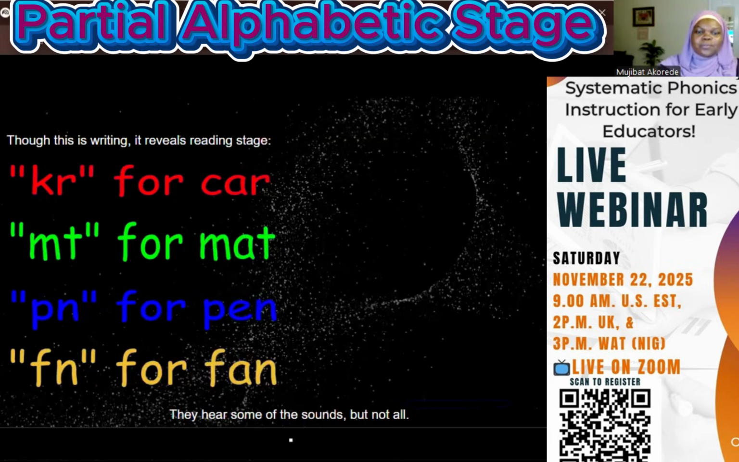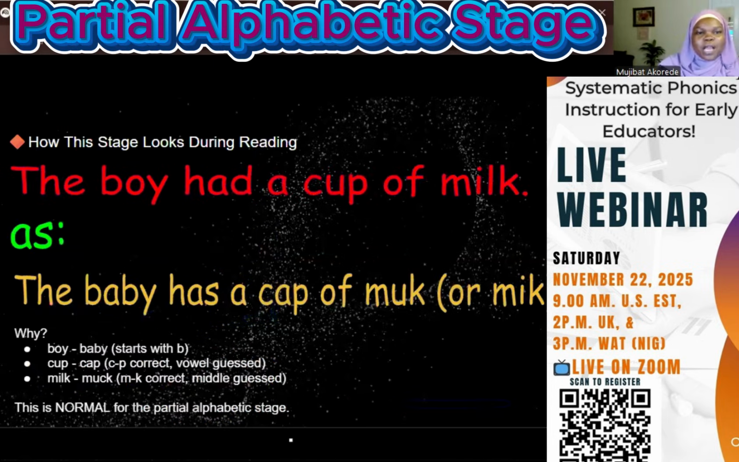So they hear some of the sounds, but not all. They couldn't really hear the middle sound. They just leave it out and spell what they could hear. How this stage actually looks during reading: the boy had a cup of milk. They can read it as the baby has a cup of milk or milk. They could recognize the beginning and the final sounds correctly, but they just missed the middle sounds.